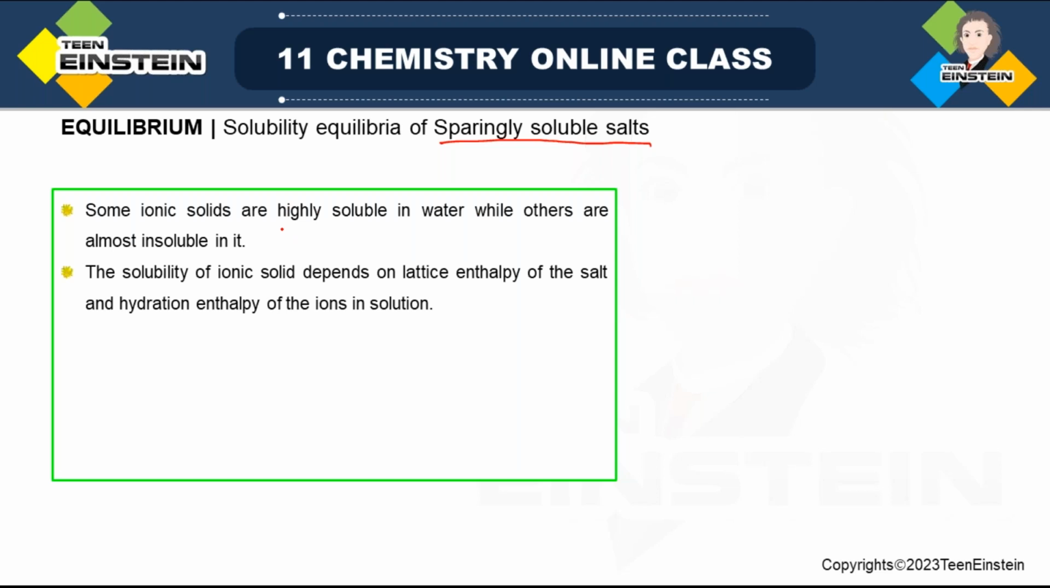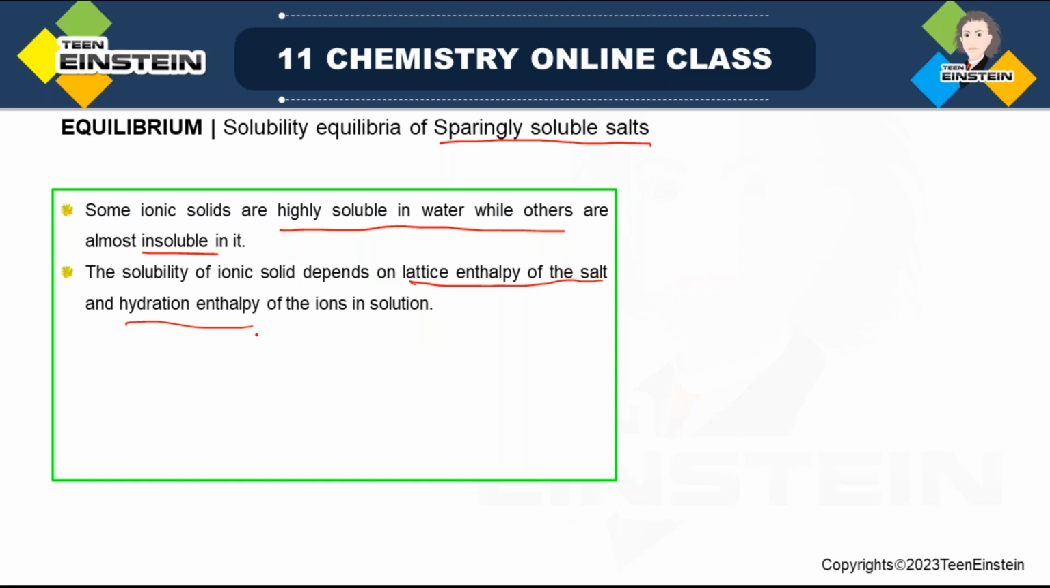So there are some ionic solids that are highly soluble in water, but not all of them. And there are even some salts that are not at all soluble, so you can say that they are actually insoluble in water. Now, it depends on some factors. And what are those factors? It depends on the lattice enthalpy of the salt and the hydration enthalpy of the ions in the solution.